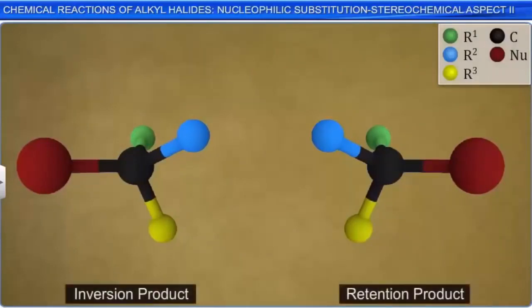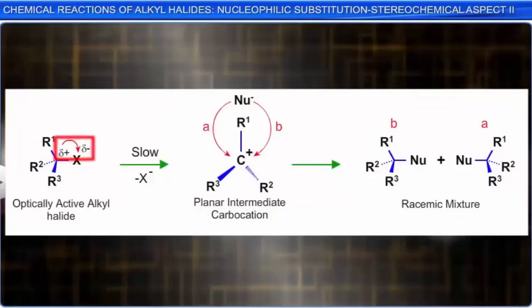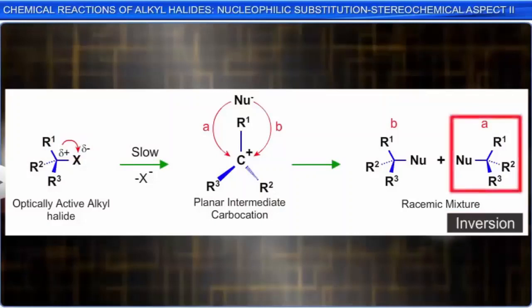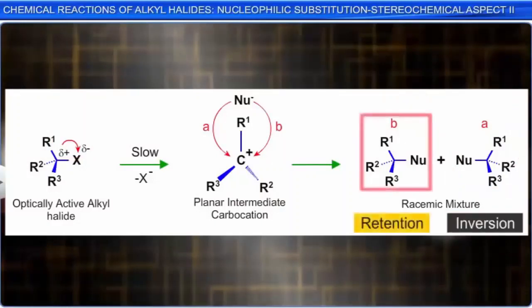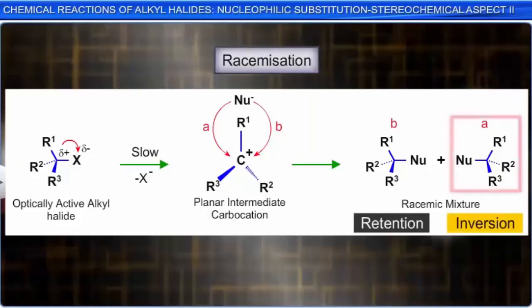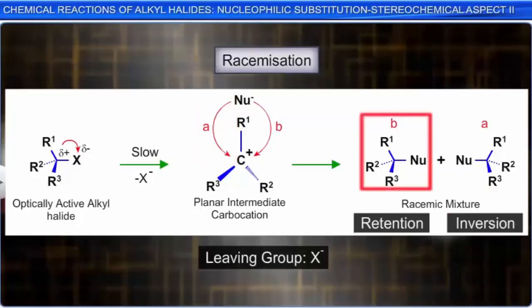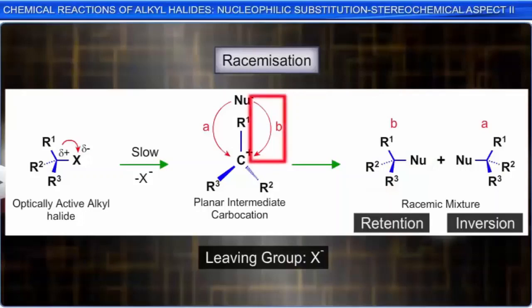This results in the formation of a mixture of products in equal quantities, and this process is known as racemization. In one of these products, there is inversion of configuration, while in the other, the configuration is retained. Thus, the SN1 mechanism is accompanied by racemization. It is clear that the formation of the inversion product is due to the attack of the nucleophile on the planar carbocation intermediate from the side opposite to that of the leaving group. On the other hand, the formation of the retention product is due to the attack of the nucleophile on the planar carbocation from the same side as that of the leaving group.